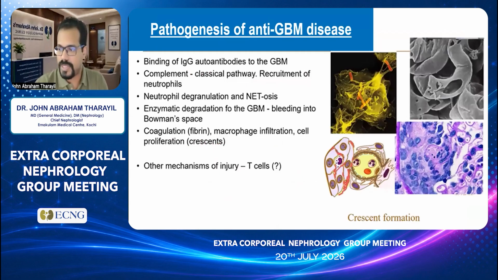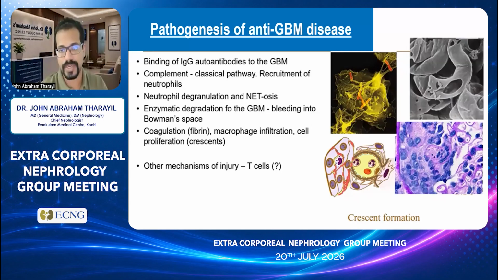Coming to the pathogenesis of anti-GBM disease, there is binding of IgG antibodies to the glomerular basement membrane. The complement-mediated classical pathway is activated. There is recruitment of neutrophils. These neutrophils degranulate and NETosis occurs, with enzymatic degradation of the glomerular basement membrane, and there is bleeding into the Bowman space. Then there are coagulation, fibrin, macrophage infiltration, cell proliferation, crescents, and other mechanisms of T-cell injury are also postulated.